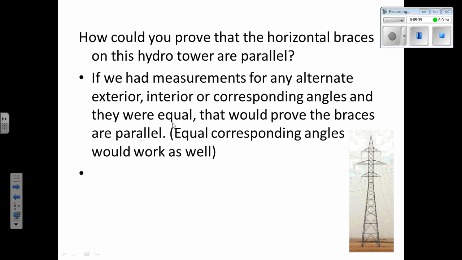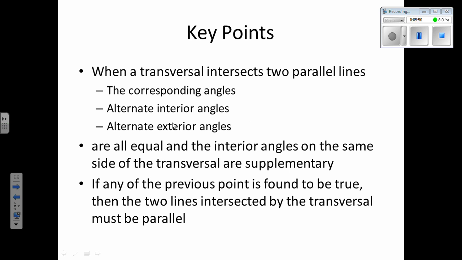So, how could you prove the horizontal braces on this hydro tower are parallel? If we had measurements for any alternate exterior, interior, or corresponding angles and they were equal, that would prove the braces are parallel. So the key points to remember are: when a transversal intersects two parallel lines, the corresponding angles, the alternate interior angles, and the alternate exterior angles are all equal, and the interior angles on the same side of the transversal are supplementary. If any of the previous points is found to be true, then the two lines intersected by the transversal must be parallel.